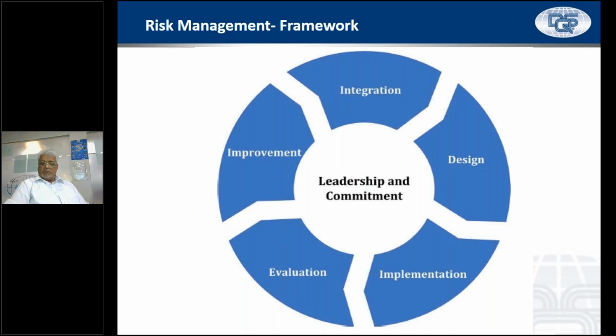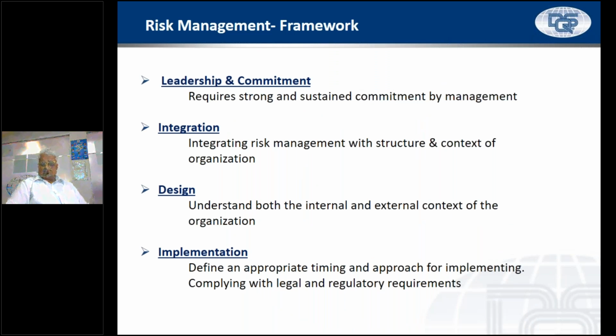In order to ensure that everybody in the organization becomes part and parcel of this risk management process, it is the responsibility of the top management, the leadership, to demonstrate their commitment. And then again, it starts with integration. When we say integration at this level, we're talking about the leadership ensuring that risk management is integrated with the structure and context of the organization. It has to be effectively aligned with the organization's business processes.